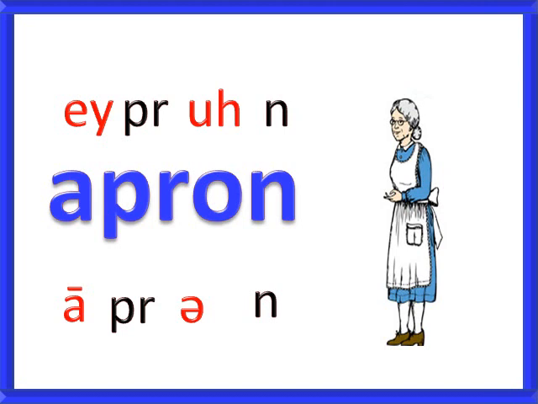Now, in the blend up there, you see the O? The O is making the schwa sound. A, per, pra, pran, apron. Good.